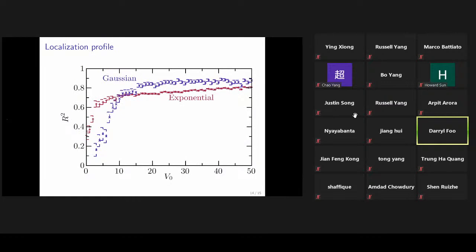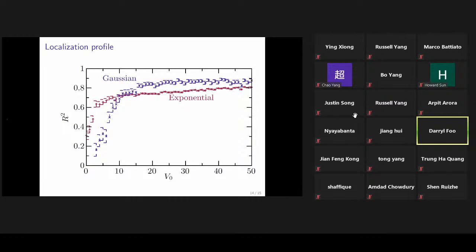This R has nothing to do with the radius. This is the coefficient of determination. It basically tells us how good a fit the model is to the data. And we ask, okay, which of these models is a better fit? Is the exponential a better fit, or is the Gaussian a better fit? And we can see that at very low V0, exponential is the better of the two models.